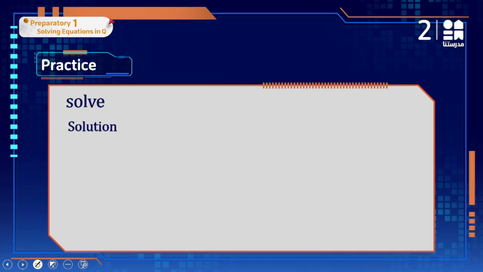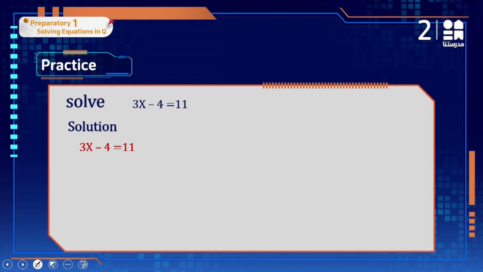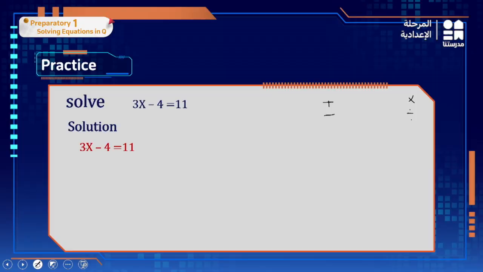Another one, solve this one. 3x minus 4 equals 11. Now I need you to do it with me. First, circle minus 4. Here we have two operations. The first one, we have multiplication between 3 and x, and we have subtraction. As we said, do the addition and subtraction first, then the multiplication and division. So we have to circle minus 4. Do the opposite. So plus 4 for both sides.